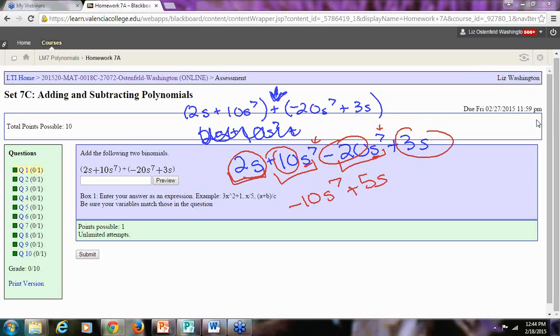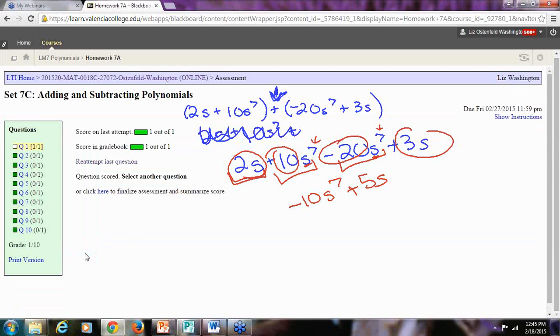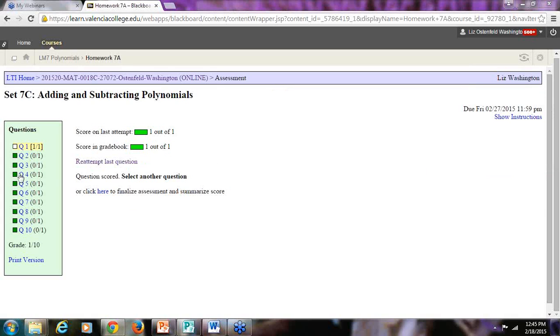So I'm going to go ahead and type that in. I got negative 10s to the 7th plus, where's my plus sign, plus 5s. I'm going to preview it, make sure it looks like how I want it to look. Oops, doesn't look like how I want it to look, right? I don't want it to do that. There we go. Okay. You guys have any questions so far?